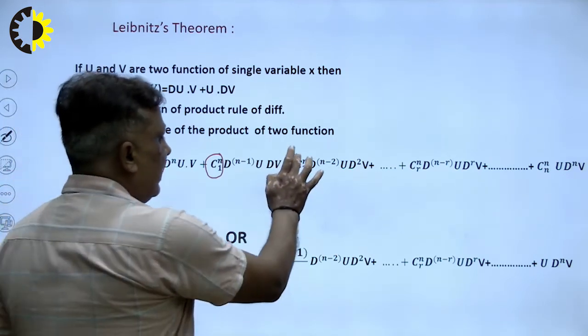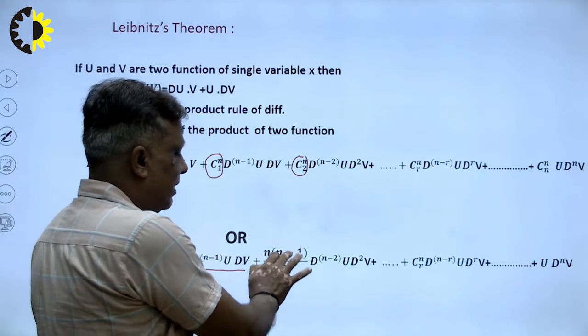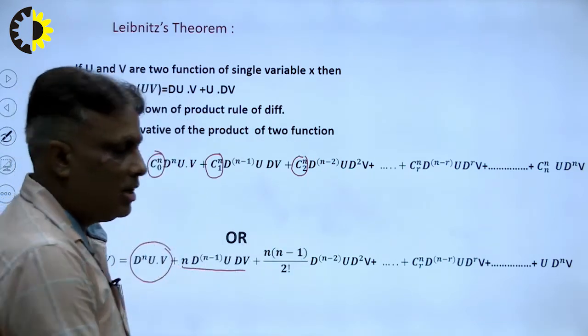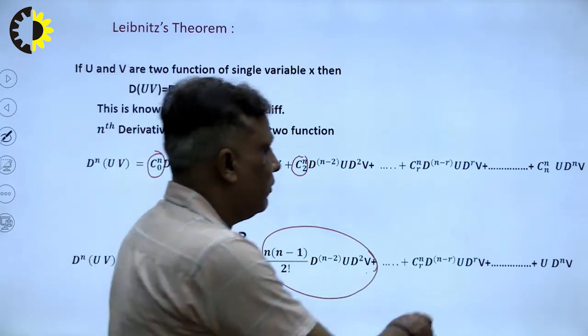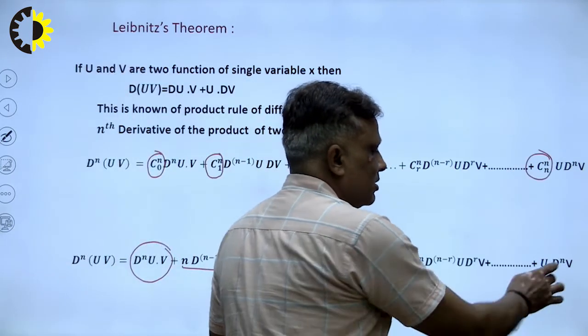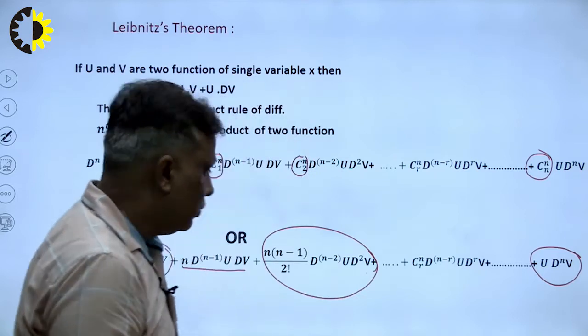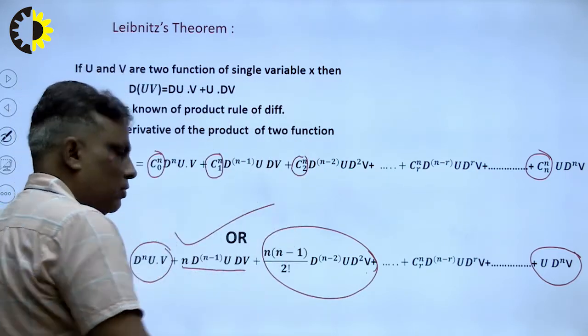What is the value of nC2? nC2 means n(n minus 1) upon factorial 2. Right, this is the third term. And what is the value of nCn? This is also 1. So this is right. Students use this after these theorems.